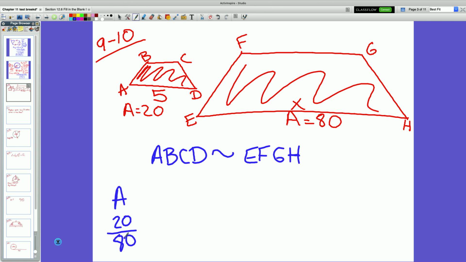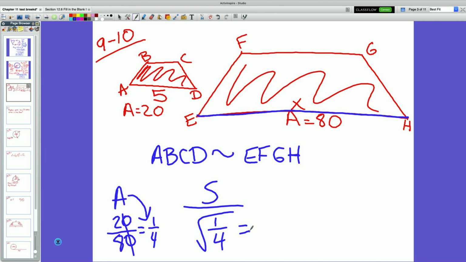And directions are going to find x. So area would reduce to 2/8, which would reduce to 1/4. But that's area. Now, what I'm looking for is a side. So in order to go from area to sides, or area to perimeter, I need to square root this. So for sides, I need to square root 1/4. Well, the square root of 1 is 1, the square root of 4 is 2. So my scale for sides is 1 to 2.